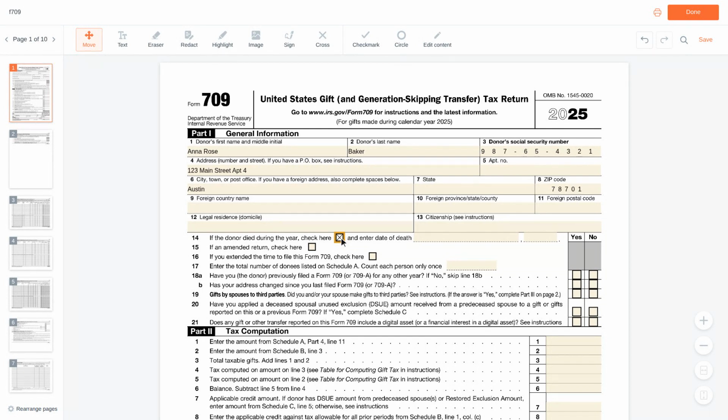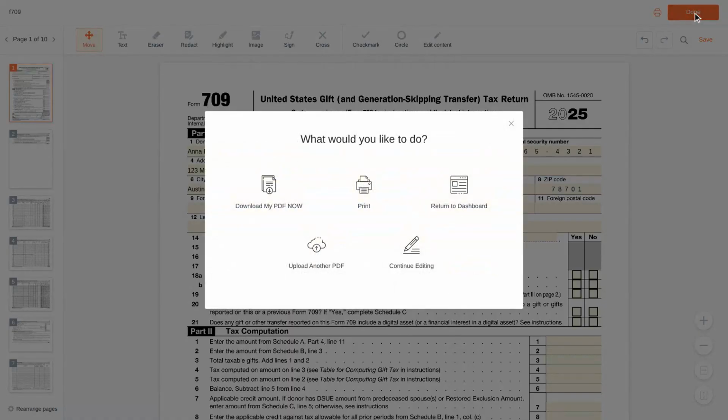A qualified appraiser may be needed for non-cash gifts like real estate or closely held business interests. Any taxable gifts reduce your remaining lifetime exemption. The annual exclusion gifts, gifts to your spouse, and direct payments for tuition or medical care are not reported. Keep valuation records in case the IRS questions the gift's value.